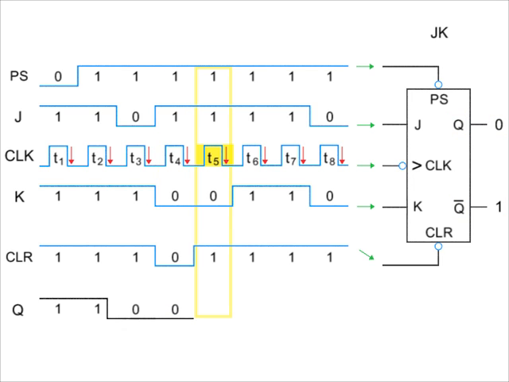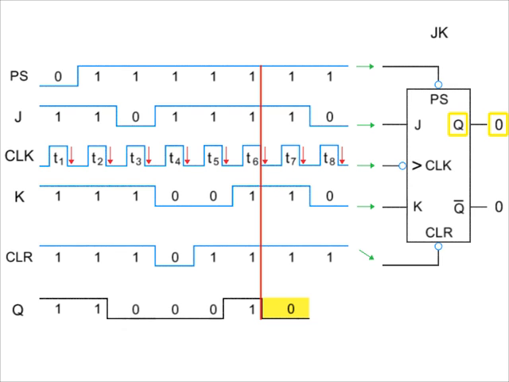At T5, J is 1 or high, and K is 0 or low. Thus, Q goes high or back to 1. At T6, J is 1 and K is 1, and you hit another clock pulse. Thus, Q toggles to 0 or low. At T7, J and K remain at 1 or high. Again, you hit a clock pulse. Thus, Q will toggle back to 1 or high.